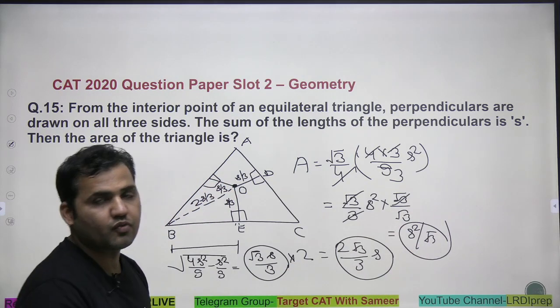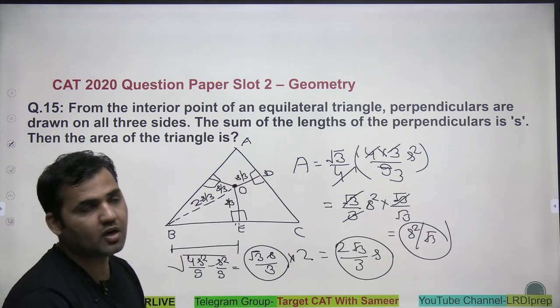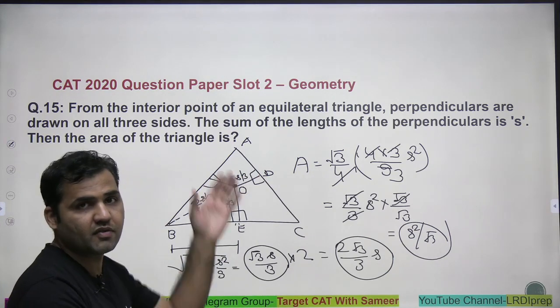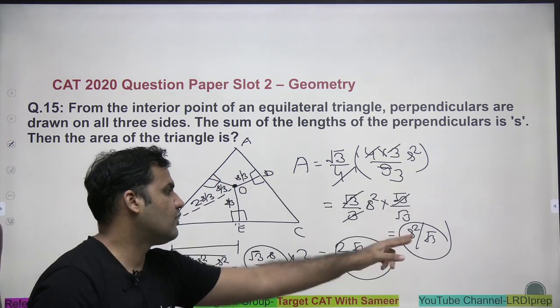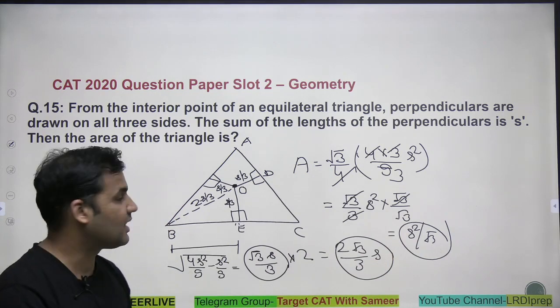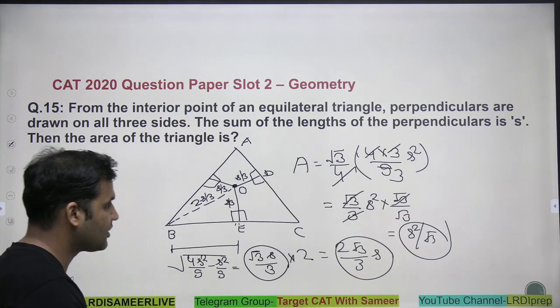This is what I'm supposed to find out when this question was asked in CAT 2020 Slot-2. There were 4 options in terms of S, and one of the options was S square upon root 3, and that will be the correct answer of this question.